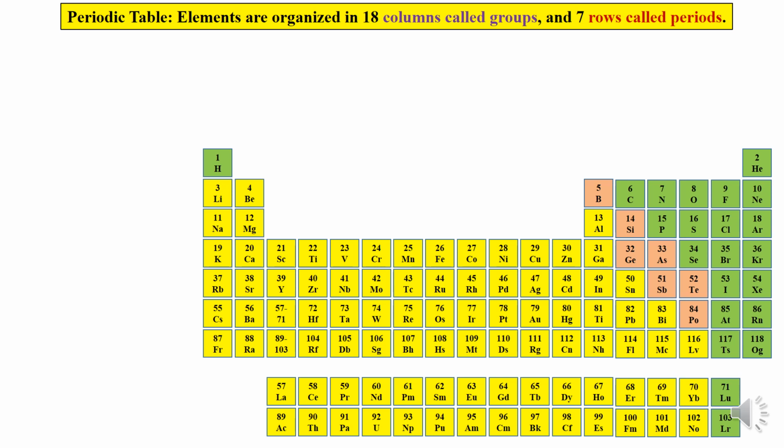The periodic table is a versatile tool to organize and understand the properties of elements. In the periodic table, you'll find a total of 118 elements, of which 94 are naturally occurring on Earth, while the remaining 24 are of synthetic origin. That is, these 24 elements are synthesized in the laboratory using nuclear reactions. Now, in the periodic table, elements are organized in 18 columns called groups and 7 rows called periods.